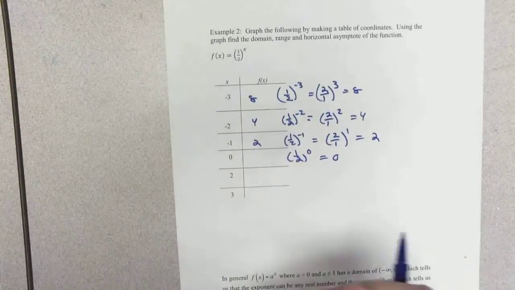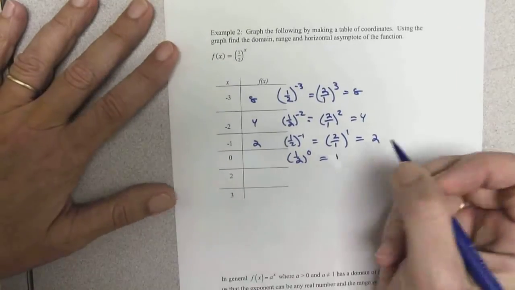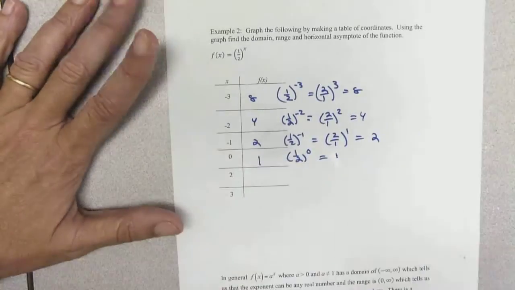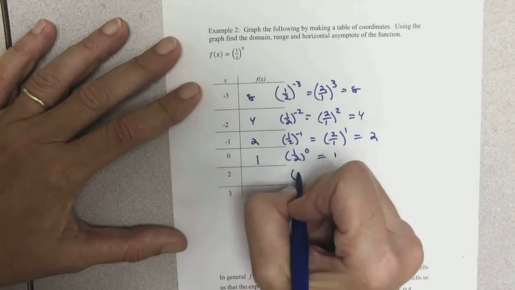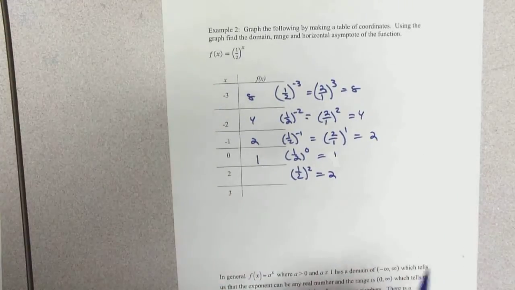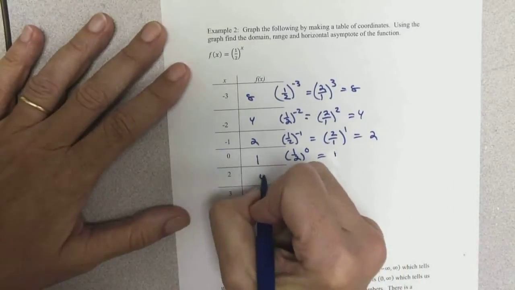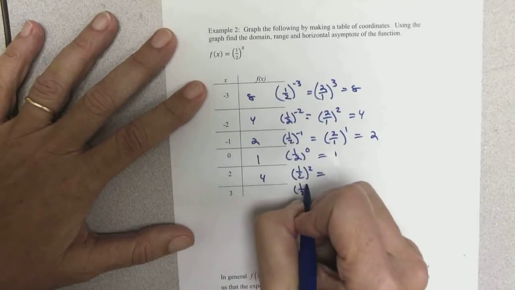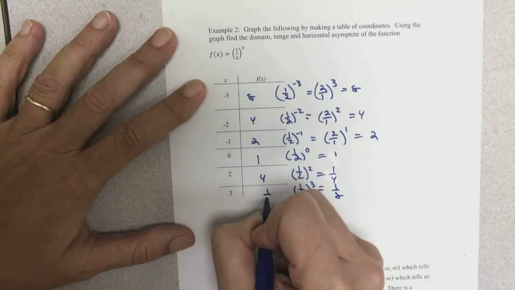1/2 to the 0 is not 0. Anything to the 0 power other than 0 is 1. And then we've got 1/2 squared for 2, except that'd be wrong too. 1/2 squared would be 1/4, and then 1/2 cubed would be 1/8.